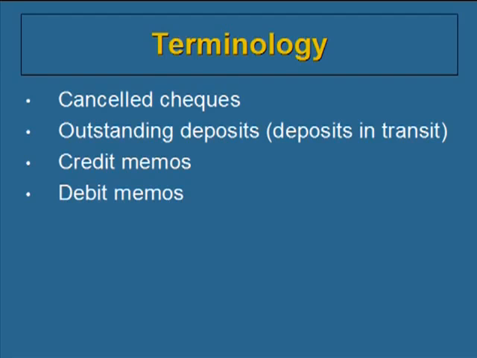Credit memos are changes that increase the bank account. Examples of this could be collections from customers for notes receivable or accounts receivable. You could also have interest earned by the company that's put into the company bank account. Debit memos are changes that decrease the company's bank account. Examples of debit memos could be an NSF check. And an NSF check is a check that was written by a customer, but the customer didn't have the money in their account to pay for that check. Another example is printing of new checks for the company, service charges, interest charges, loan payments.